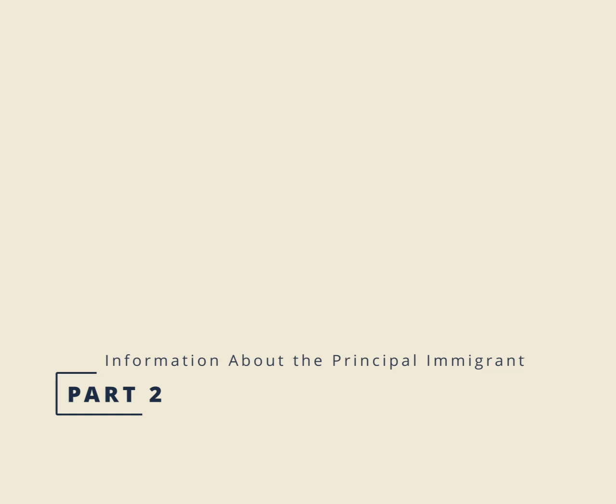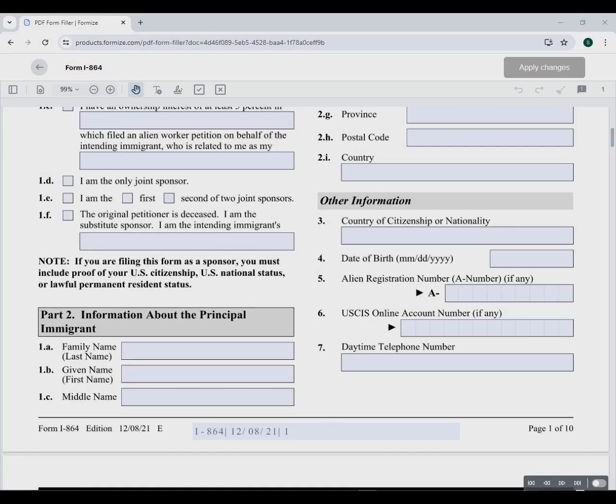Part 2. Information about the principal immigrant. The principal immigrant is the intending immigrant who is the primary beneficiary of the visa petition. Provide the full name of the principal immigrant.